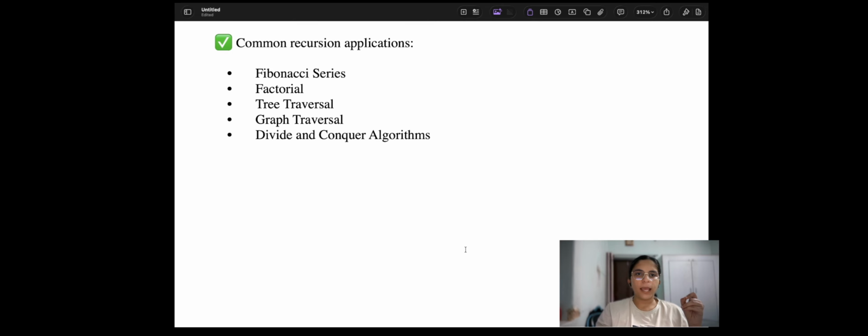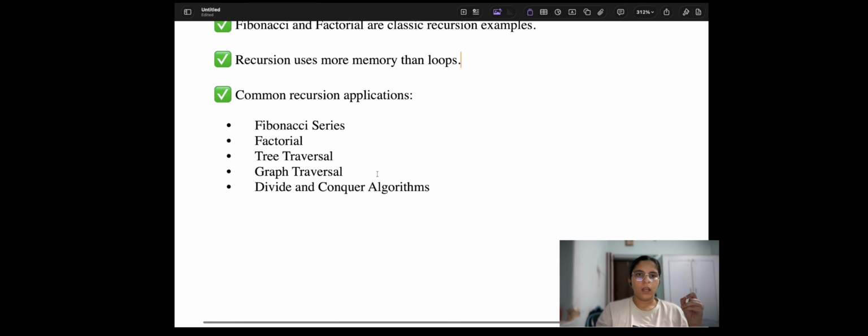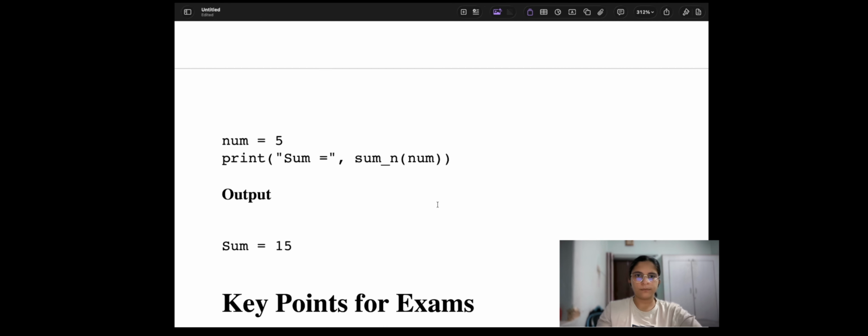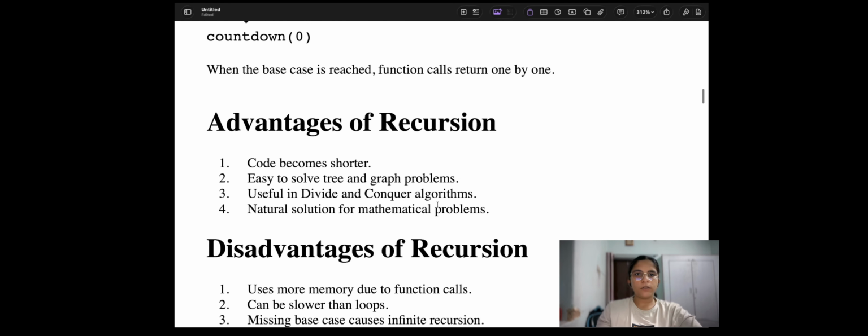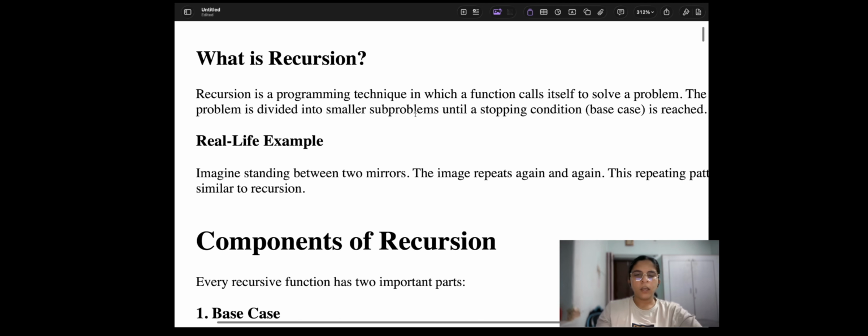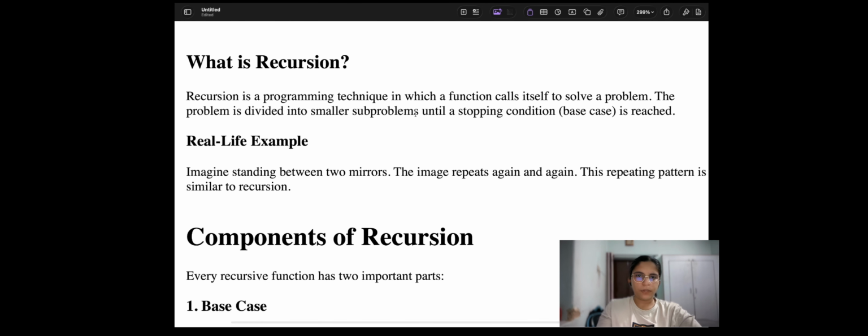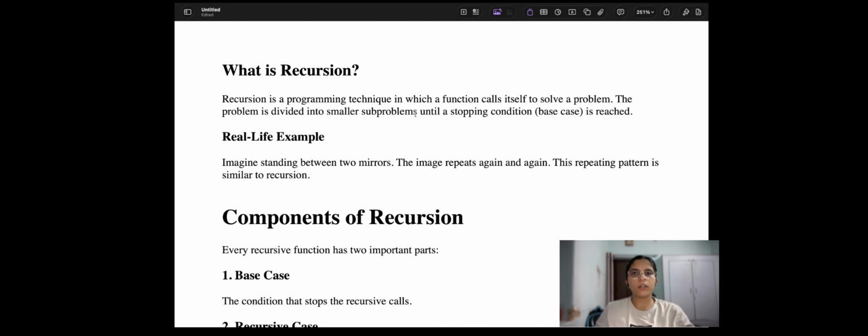Common recursion applications: Fibonacci series, factorial, tree traversal, graph traversal, and divide and conquer algorithms. You guys will study tree traversal and so on in the algorithm chapter in data structures and algorithms also. So this is all about recursion. You have to study it very well because this is a very important topic and a little bit confusing too.